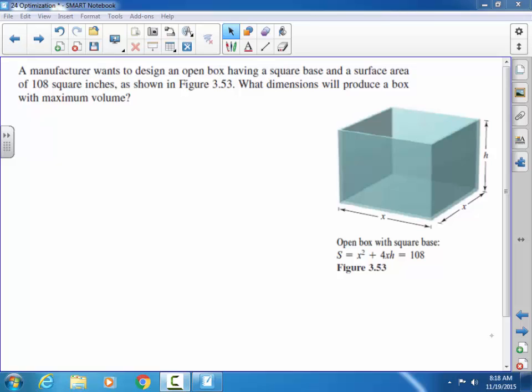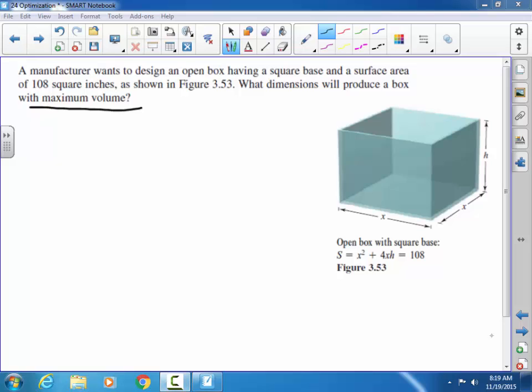A manufacturer wants to design an open box that has a square base and a surface area of 108 square inches. What dimensions will produce a maximum volume? So what are we trying to maximize here? Volume. The volume of this box that we have the picture of here.